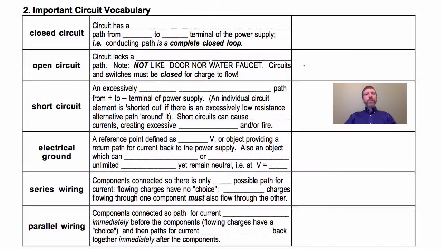Next up is some important circuit vocabulary. Let's start off with a closed circuit. This is where a circuit, and again the root of circuit is circle, has a complete conducting path from the positive to the negative terminal of the power supply, i.e. the conducting path is a complete closed loop. That's why it's called a closed circuit.